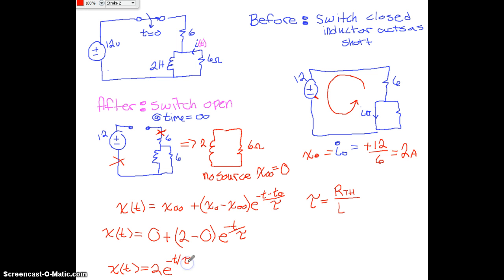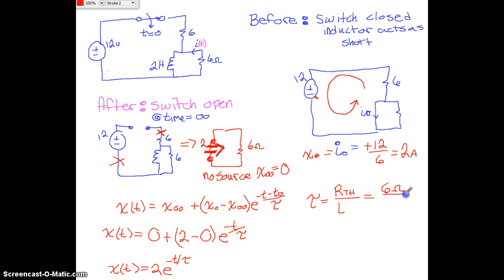In order to solve for tau, we're going to look at the resistance at the final time, at time infinity, and we're going to see what the resistance would look like as looking from the source, which is the inductor source right here. So looking in right here, where this is a node and this is a node, we can see that is going to be 6 ohms.